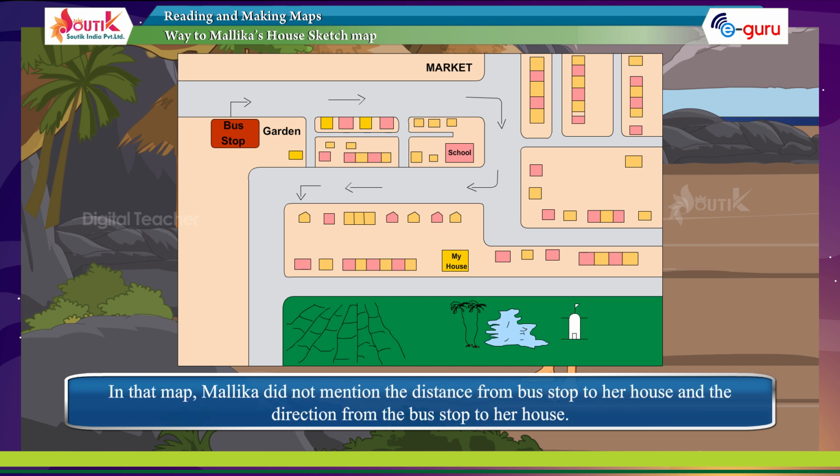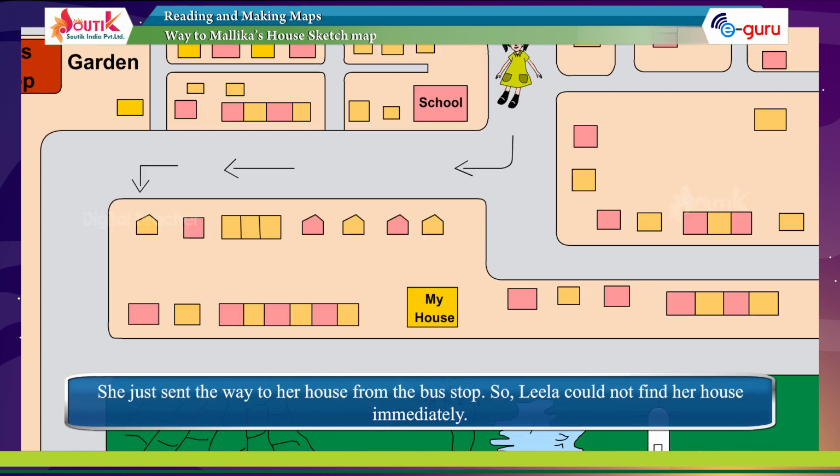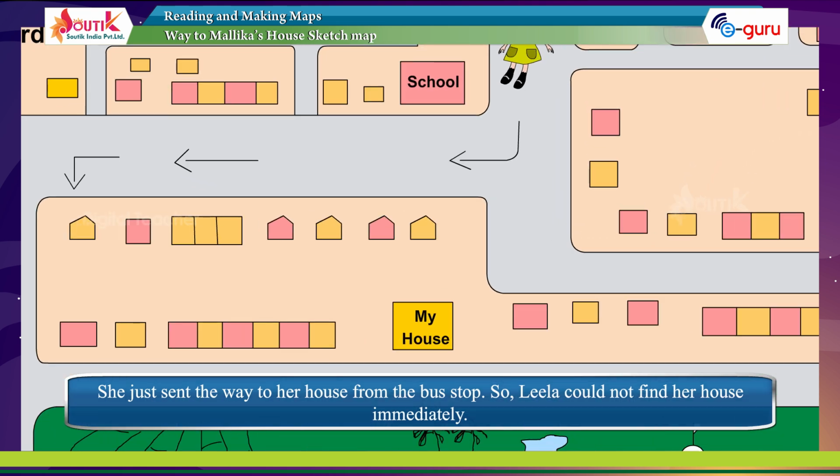In that map, Mallika did not mention the distance from the bus stop to her house and the direction from the bus stop to her house. She just sent the way to her house from the bus stop. So, Leela could not find her house immediately.